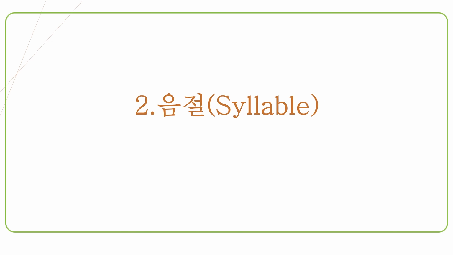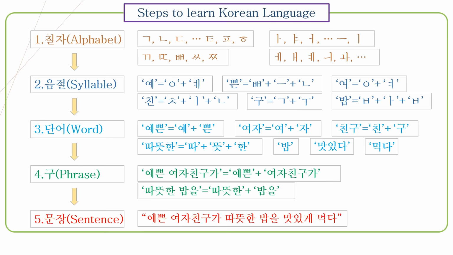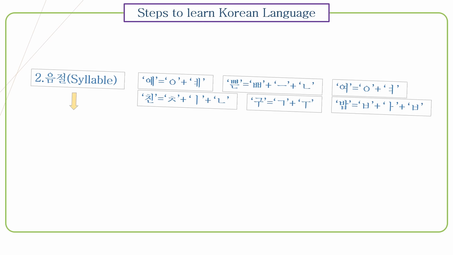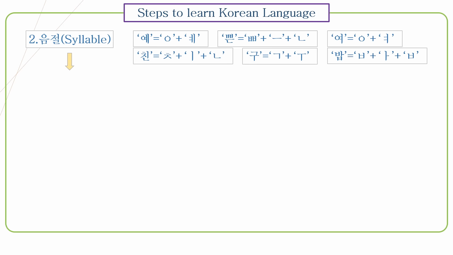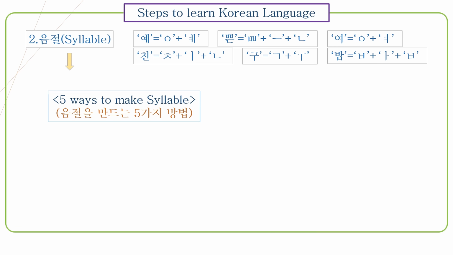The second step is the syllable. This step is to know the rules for combining consonants and vowels, that is called a syllable. At this step, what you need to know is 5 ways to make a syllable, and you need to be able to read and write this syllable.